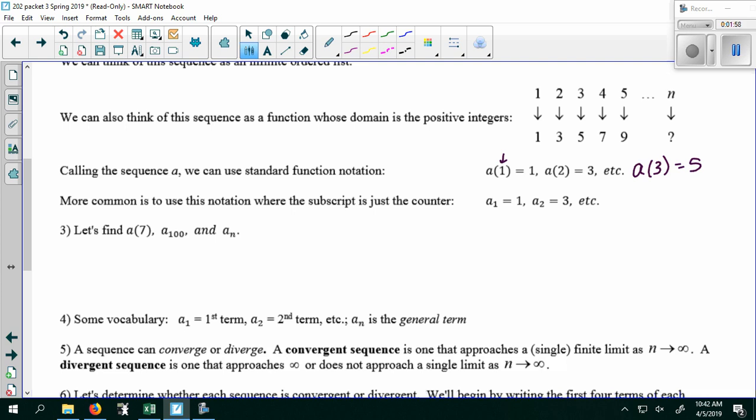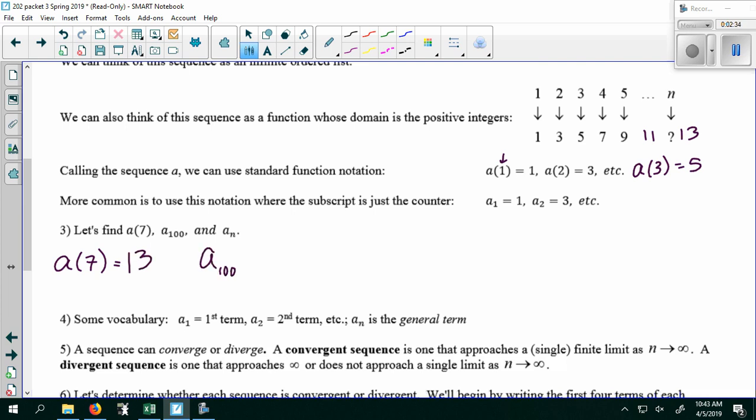So A sub 7, that means the 7th number in the list of odd numbers. So 1, 2, 3, 4, 5, 7, 9 would be the 7th number in the list. Oh, whoops. Wrote that in the wrong list. 1, 3, 5, 7, 9, 11, 13. So 1, 2, 3, 4, 5, 6, 7. The 7th number in my list is 13.